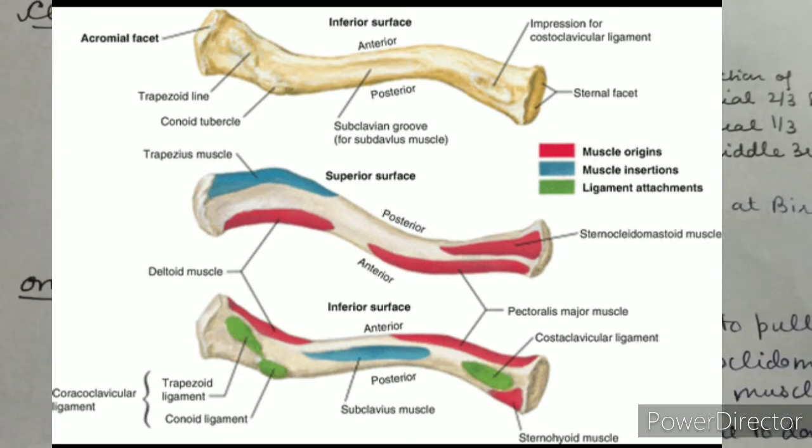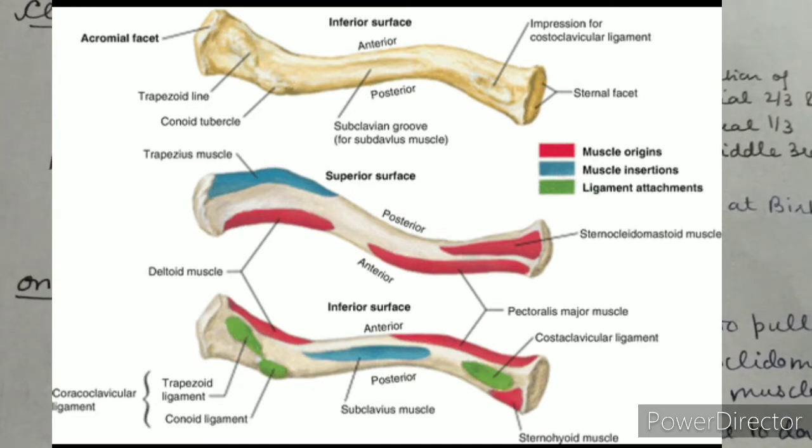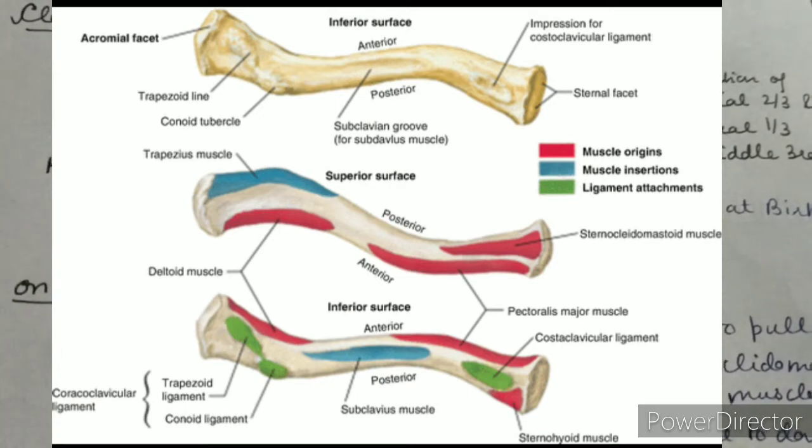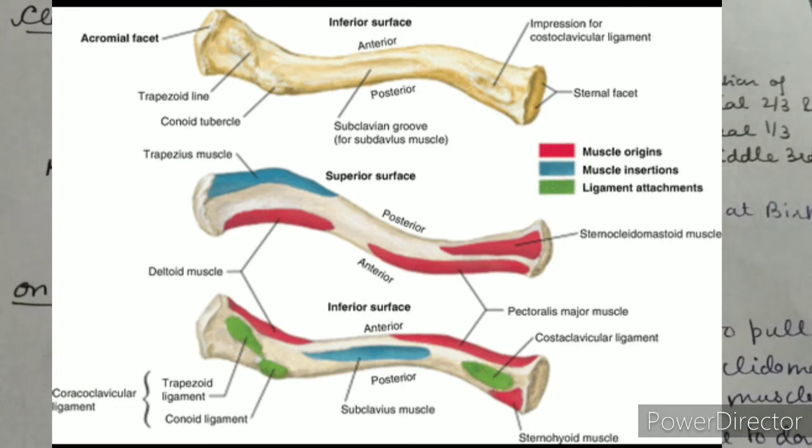It has got two primary centers of ossification and one secondary center of ossification. It is the first bone to show ossification, that is at the 5th intrauterine week of life, and it is also the last bone to complete ossification. It is the only long bone which ossifies in membrane.